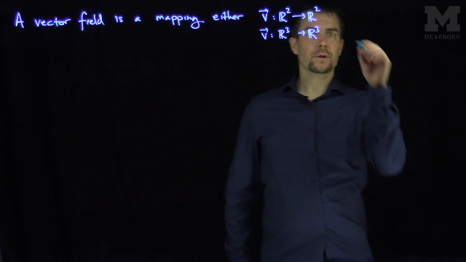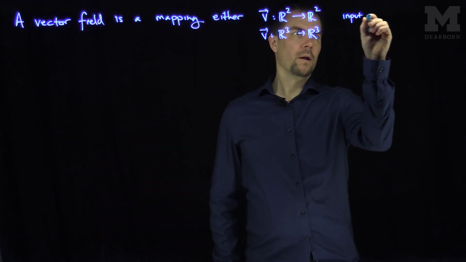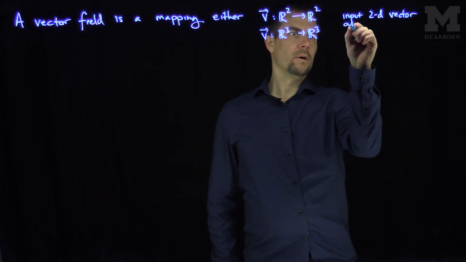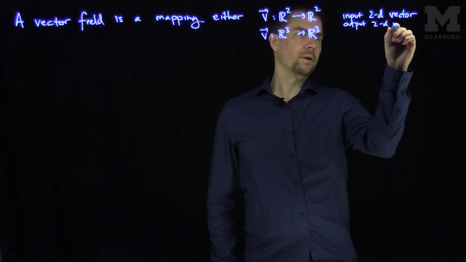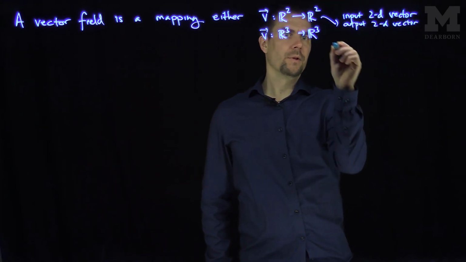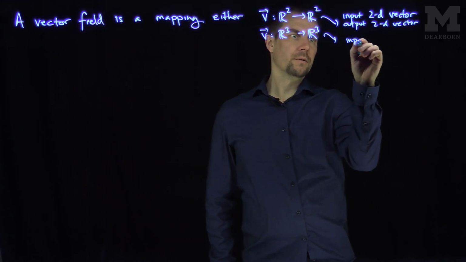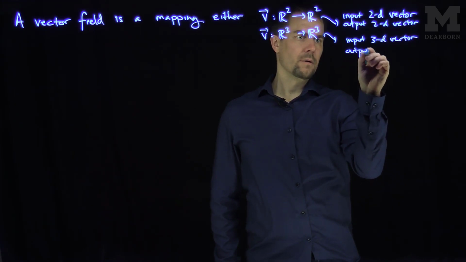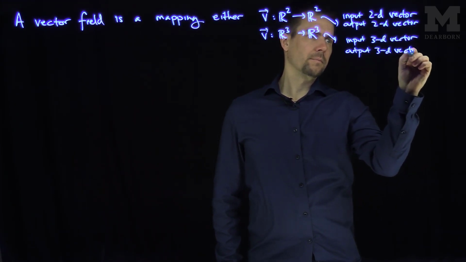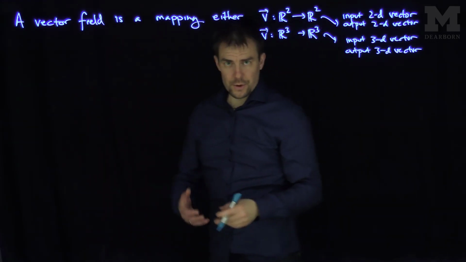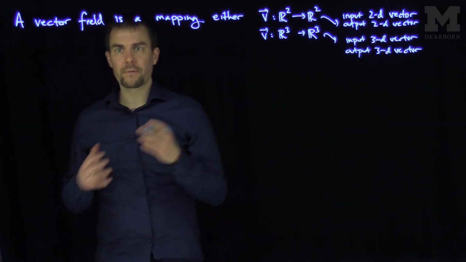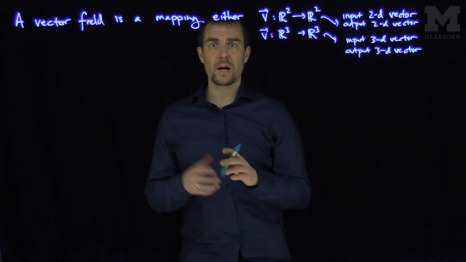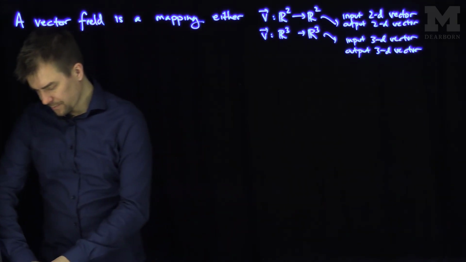So over here for vector fields, our input is a 2D vector, and our output is a 2D vector for this first example. And over here, our input is a 3D vector, and our output is a 3D vector. There's generalizations of this where you can input two-dimensional vectors and output three-dimensional vectors, but for us, we'll primarily be concerned with inputting two-dimensional, outputting two-dimensional, or inputting three-dimensional, outputting three-dimensional. Let's look at some examples.